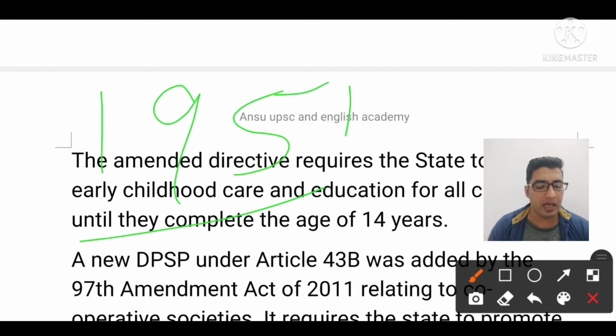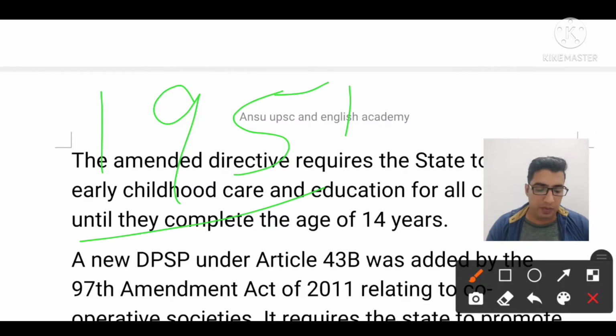Article 31C, and one more line was added: if we are implementing one or more DPSPs, meaning we are giving preference to the DPSPs, and they are violating Articles 14, 19 and 31, then the DPSP would prevail. That was the situation in the 1976 Act.